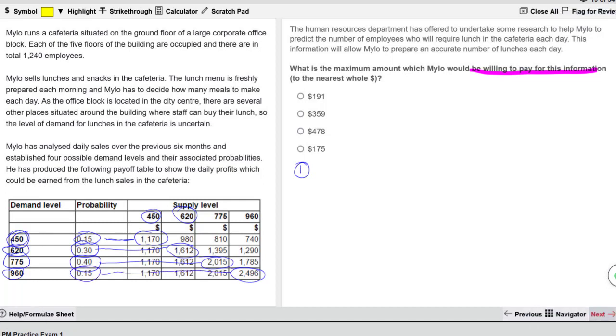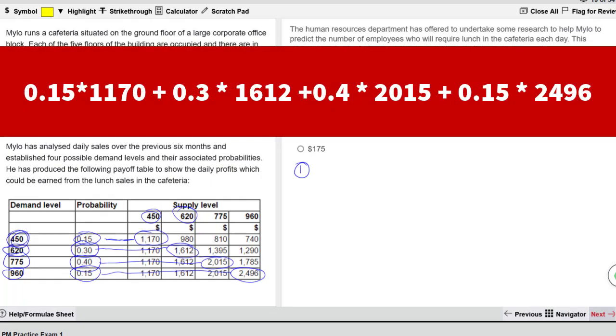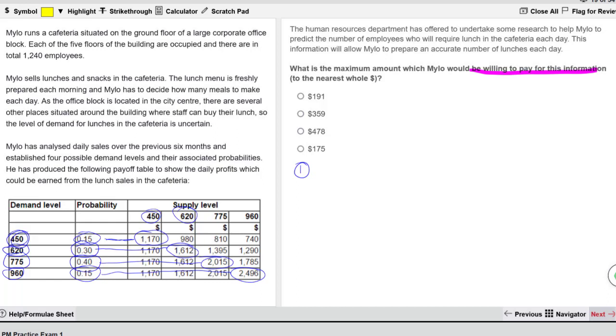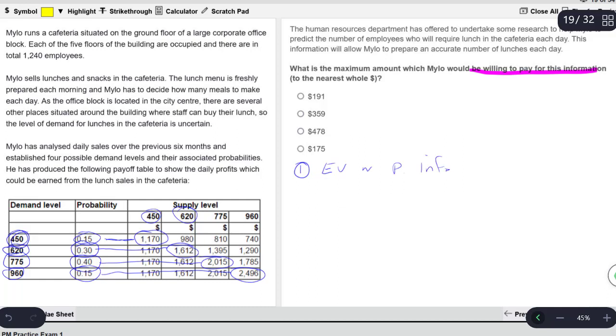So if I get the product of the probability multiplied by the best profit of that demand, and I add those together, that is the expected value of profit with perfect information. Okay, and that figure is coming to 1839.5. That's the expected value with perfect info. That's the 1839.5.